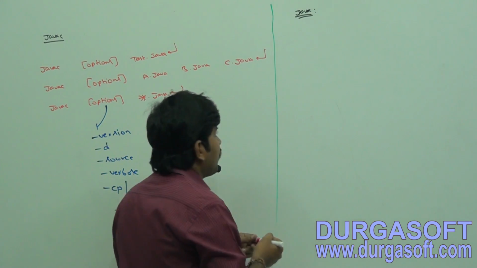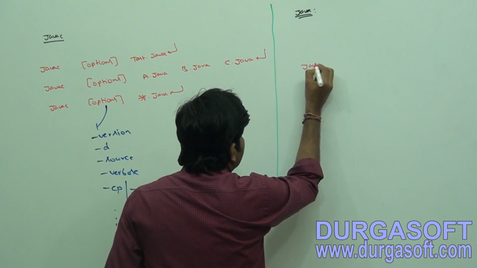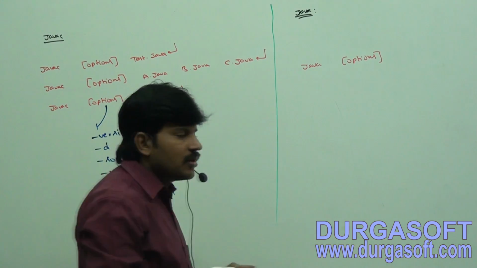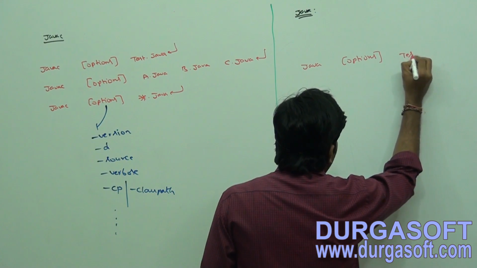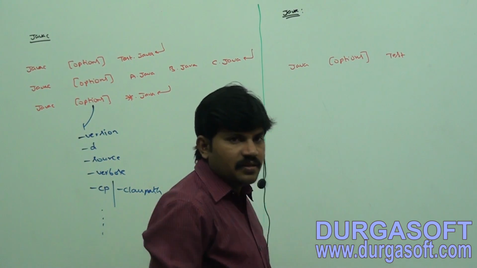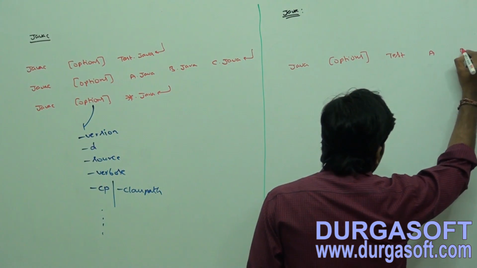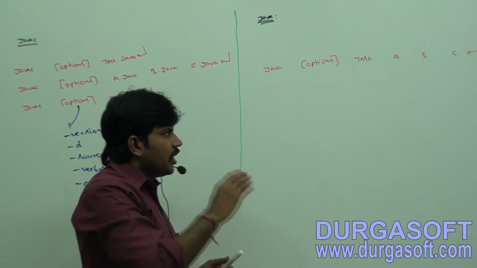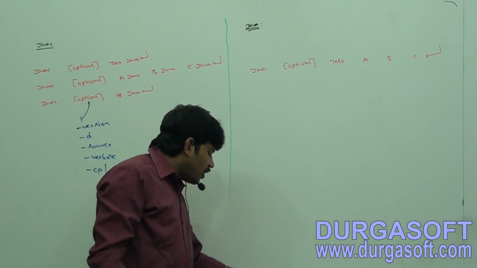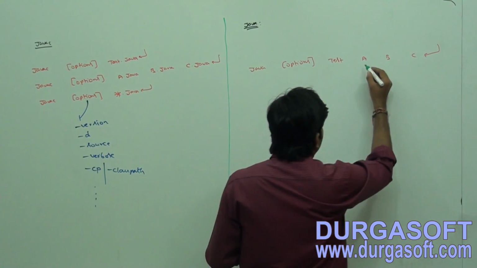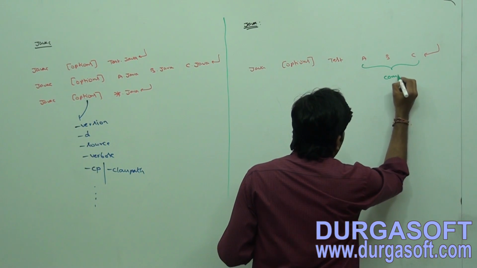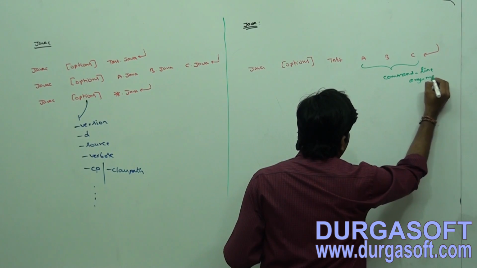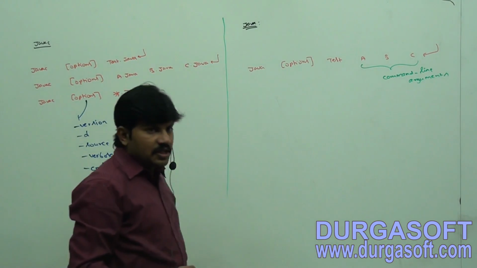Sir, how to use the java command? Do you know? java, various options, followed by Test, and then A, B, C. Like, I'm taking, assume: java Test various options A, B, C. Sir, here what are these A, B, C? ABC are command line arguments. Test is the name of a class.